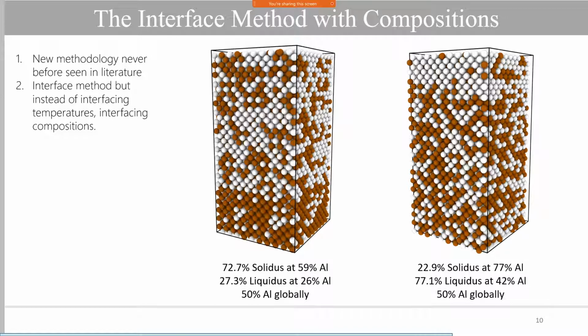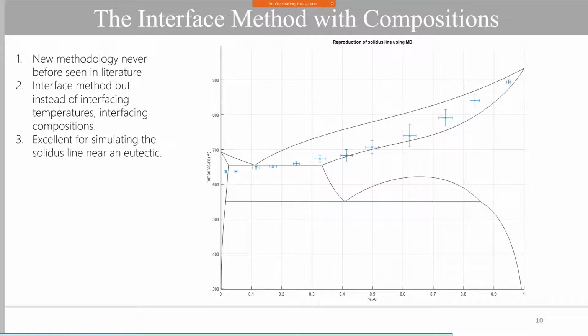The global idea here is that, look at the two examples. On the one on the left, the top side of the simulation is the solid phase, which, as this phase diagram indicates, should be approximately 73% of the composition of the sample at 59% of aluminium. As you can see, this is pretty much the case, whereas for the other example, the liquid phase is much bigger. The idea here, as I said, was to match the compositions of each phase and see how it would behave in a simulation. The results are very promising, especially for simulating the solidus line. As you can see in this phase diagram, around the eutectic it's even more accurate.